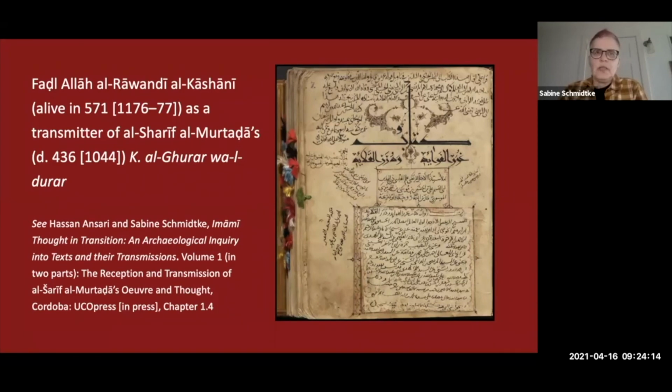We possess today several manuscripts testifying to this outstanding work. The El Escorial manuscript that is seen here on the slide being one of the most important witnesses. On the lower page of the title page, there is an ijaza, or license to transmit, issued by Fadlallah Rawandi for Hussein bin Abi Abdallah ibn Ibrahim al-Khubinjani, that is dated Rajab 568, that is February-March 1173.